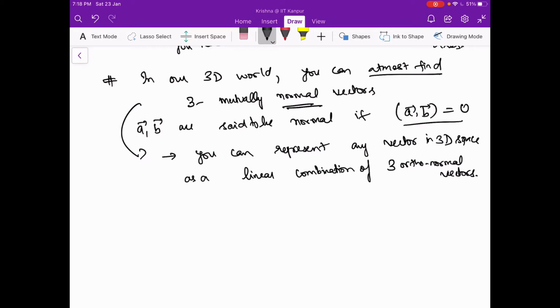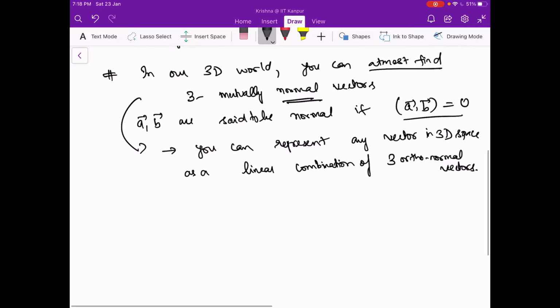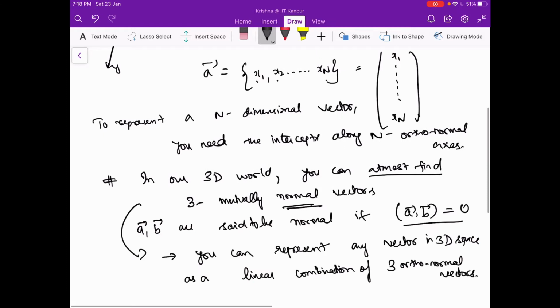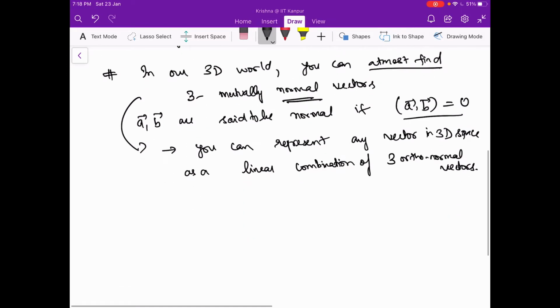So the collection of mutually orthonormal vectors, in a 3D space, is along the 3 axes, but in an n-dimensional space you can again find n of them. So you can extend this to n-dimensional space.